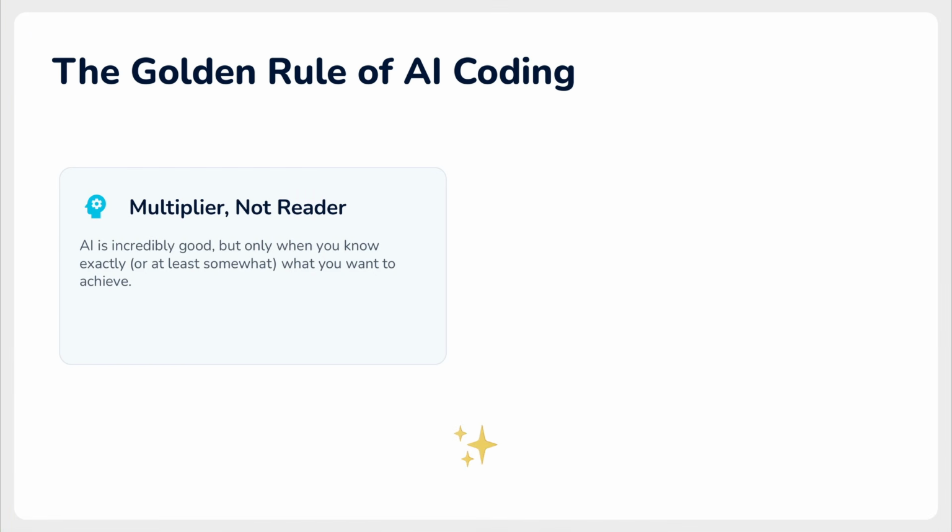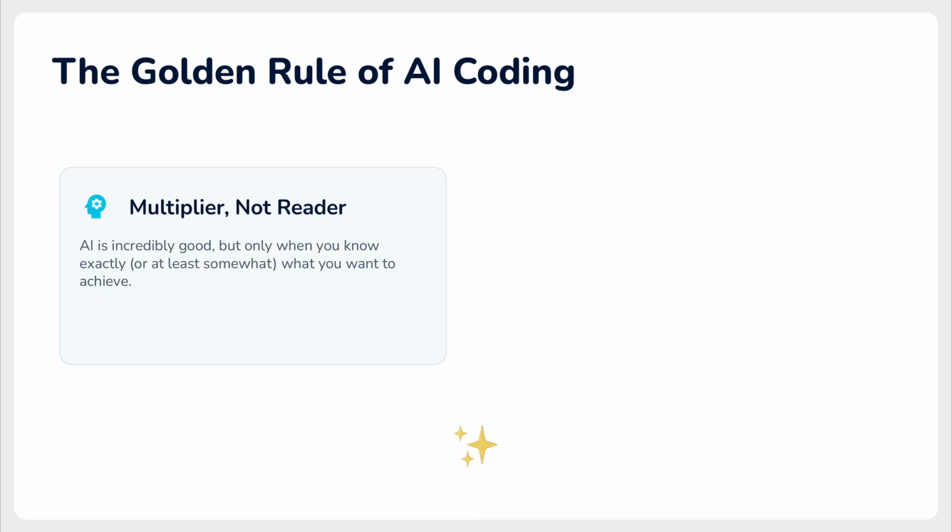First, let me tell you the golden rule. There is one rule that everything else in the video depends on. AI is a multiplier, not a reader. What I mean is this. If you know what you want, even roughly, the AI will get you there much faster than you could alone. The bottleneck is not typing speed anymore. The bottleneck is being clear about what you want.